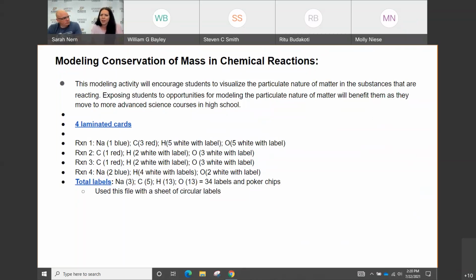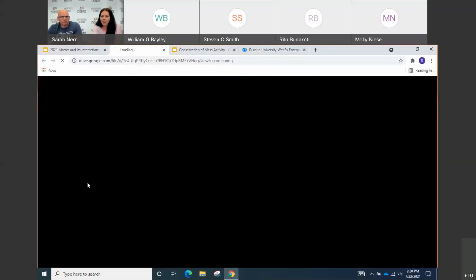How are we going to show, what's something we can do that has the kids doing something hands-on, that they're going to be able to show that all of the reactants turn into all of the products when we do this? And we got to talking about it and came up with this idea of using poker chips or some other manipulative. We use poker chips, and so the supplies that we sent out were the poker chips. We made up a sheet of labels, and we made that link here.